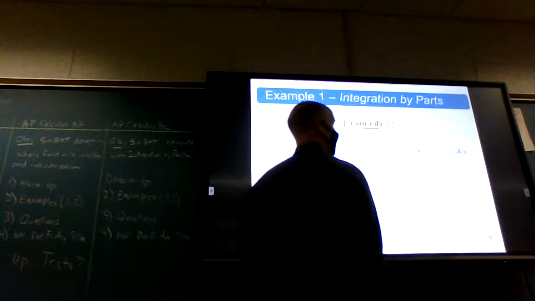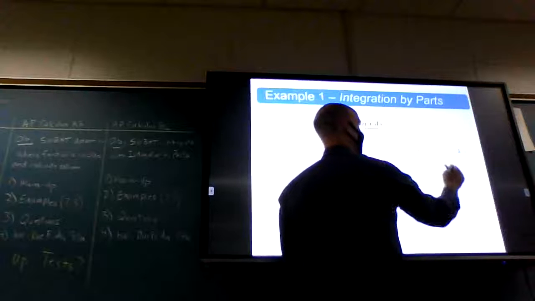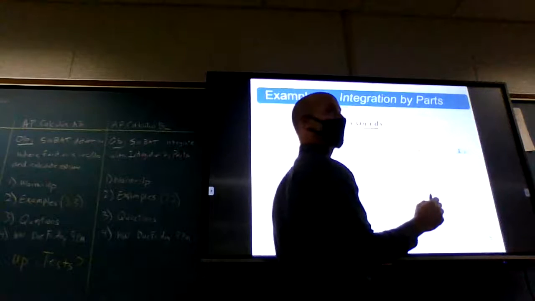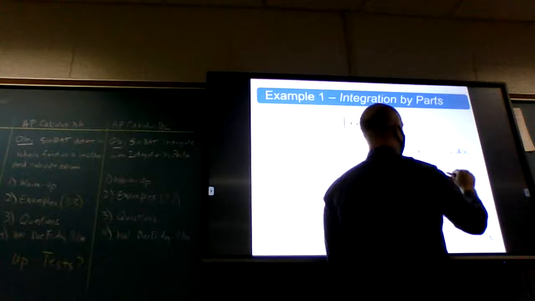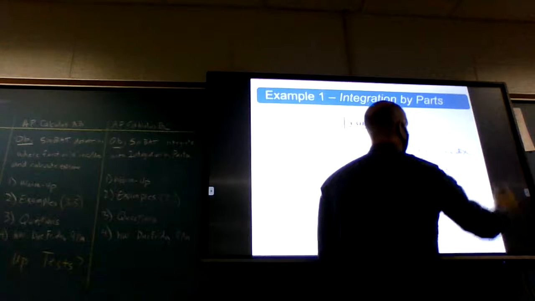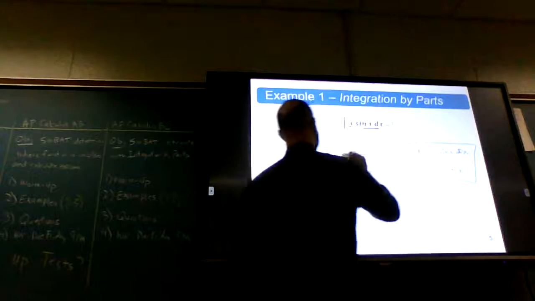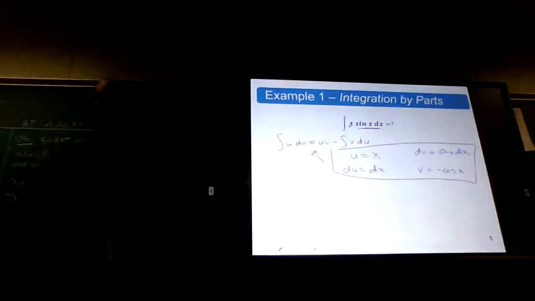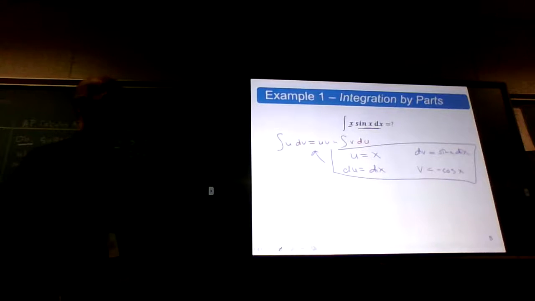What would v be? The integral of sine x, so negative cosine of x. So this right here is what I'm now going to plug into the formula. Why do you not need a c when you integrate? Just don't worry about that for now. Let's go ahead and get through this one and then we'll get back to that.